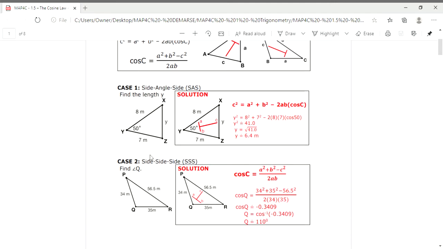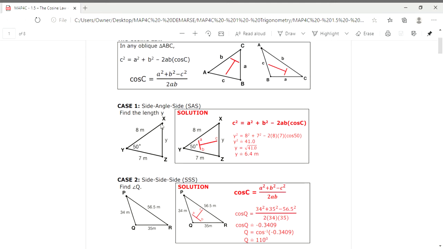Two situations occur where cosine law is used. The first we examine in case 1, and this is the side angle side case, or SAS. We use cosine law to solve a triangle's side lengths if we have a side length, an angle, and then the next side length as well. In this triangle example, we're given the side length of z, which is 8 meters, angle Y at 50 degrees, and side length lowercase x, which is 7 meters.